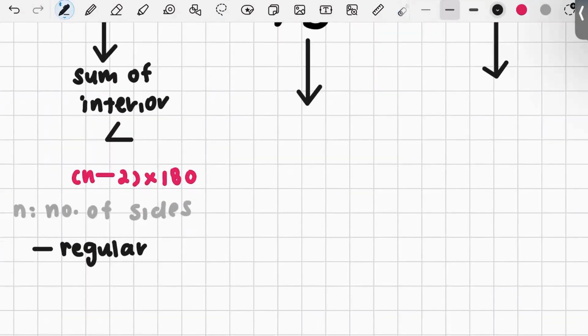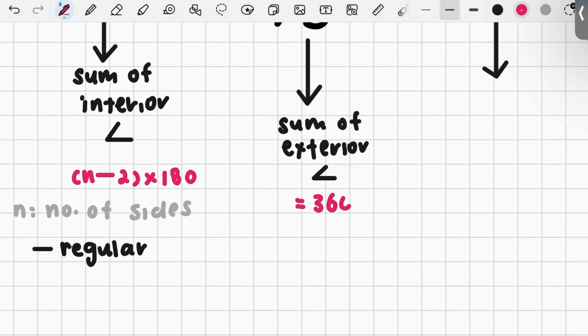The next one is your sum of exterior angles. When you look at your sum of exterior angles, it may seem like there's a formula. No, there isn't, so don't worry. Your sum of exterior angles, no matter how many sides you have, will always add up to 360, no matter what. Whether it's 10 sides, 20 sides, 30 sides, they will always add up to 360.